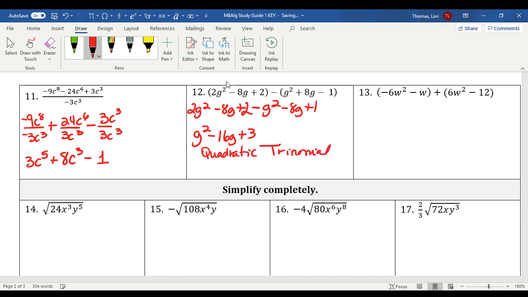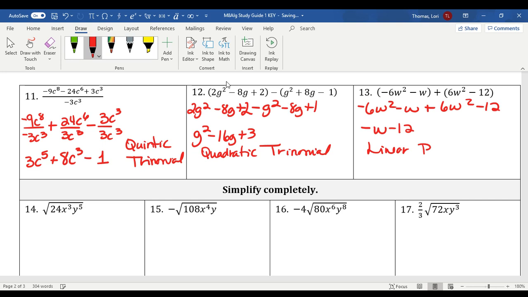Let's go back to number 11. This is a quintic trinomial. Okay, number 13, we're adding, so we can just dissolve the parentheses and write the terms as they are. When we combine our quadratics, they do cancel out and give us 0. We have negative 1w minus 12. So this is a linear binomial.